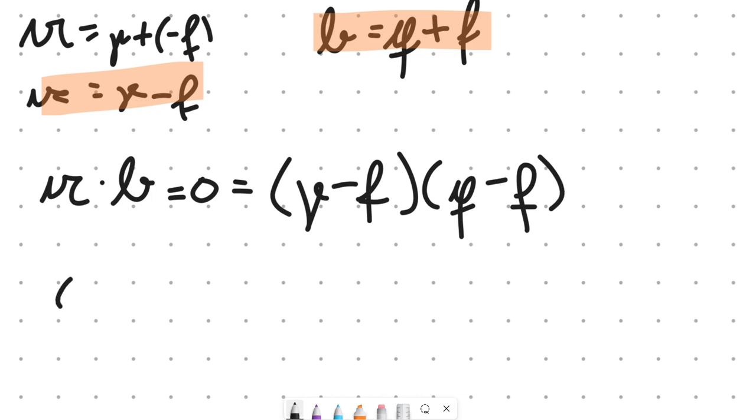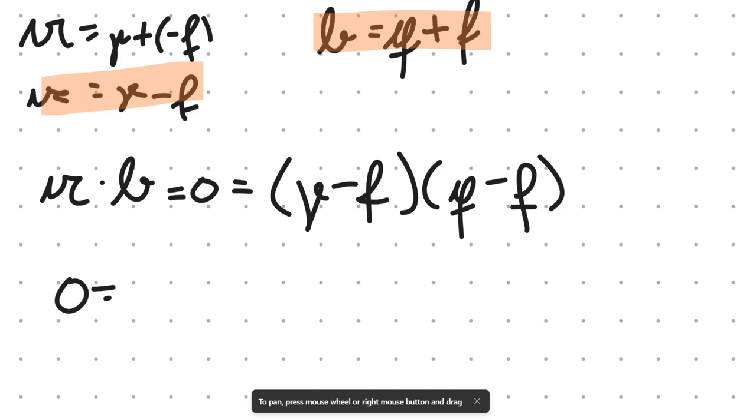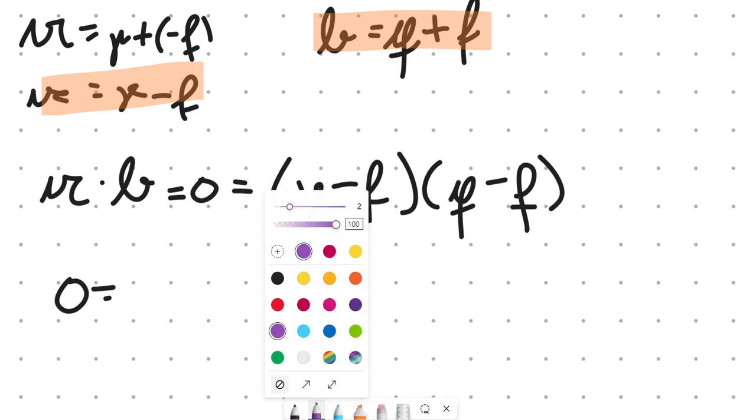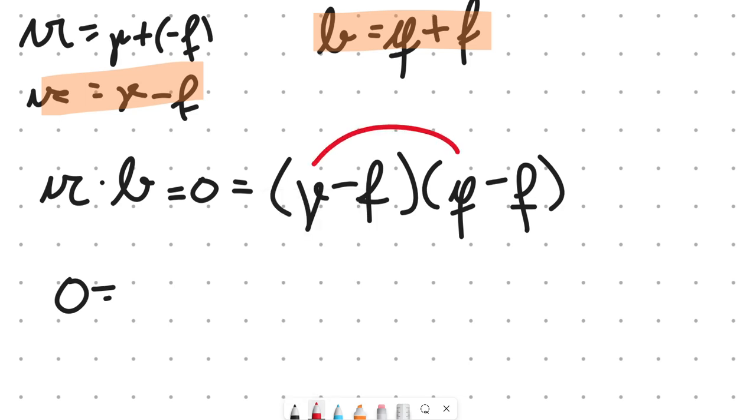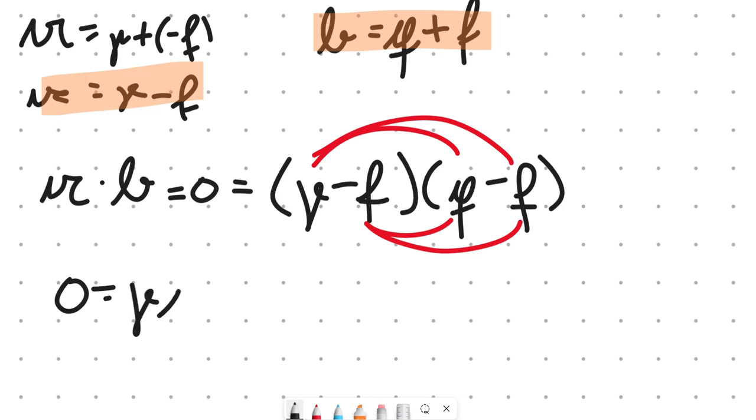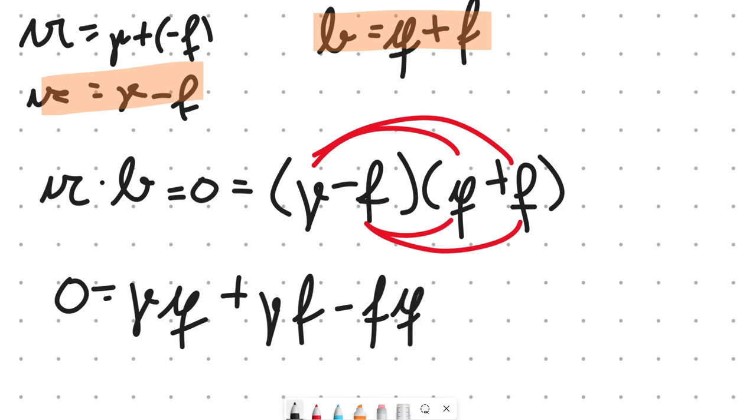Okay, now we can state that 0 is equal to, now we're going to use the distributive rule in order to get rid of the parentheses. Oh, I made a mistake. The gamma 2 plus F, so it will mean gamma times gamma 2 plus gamma times F minus F times gamma 2 minus F times F.